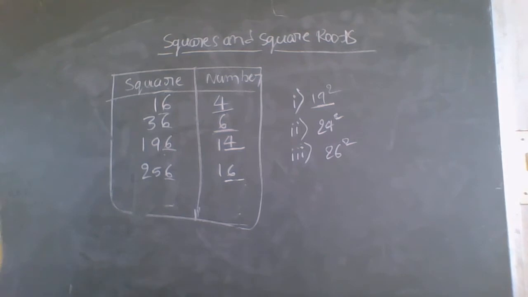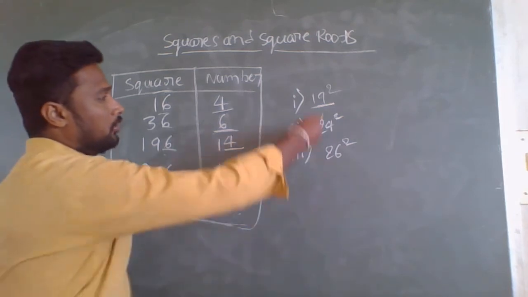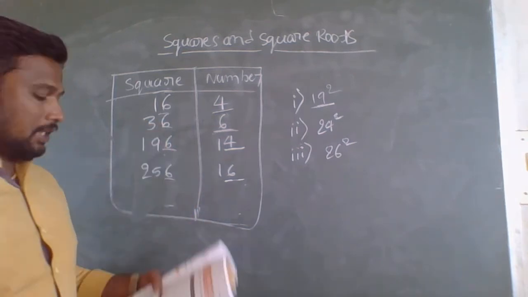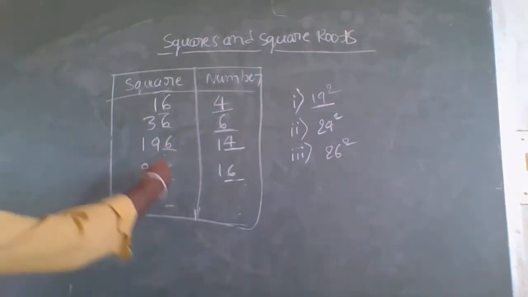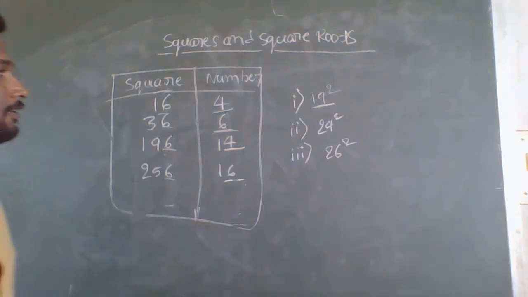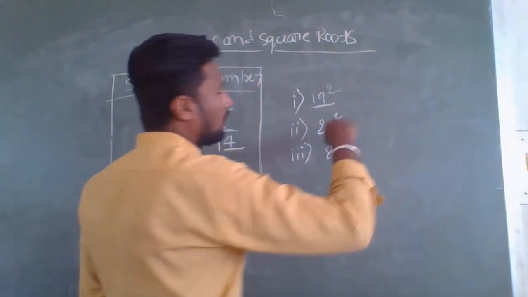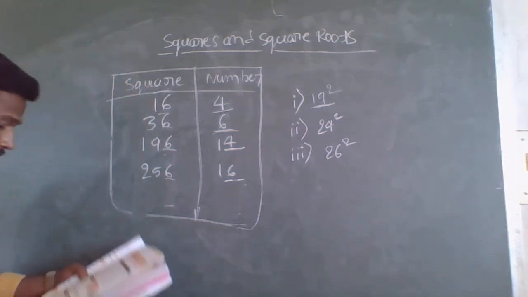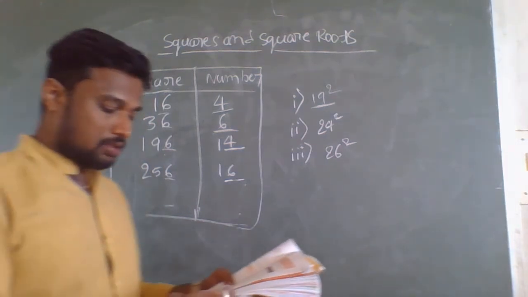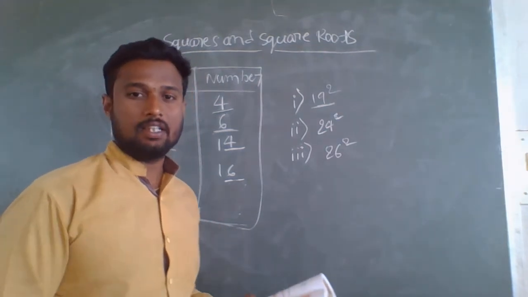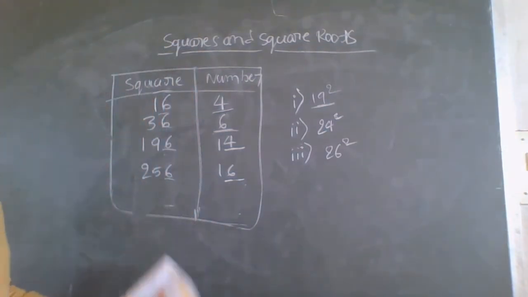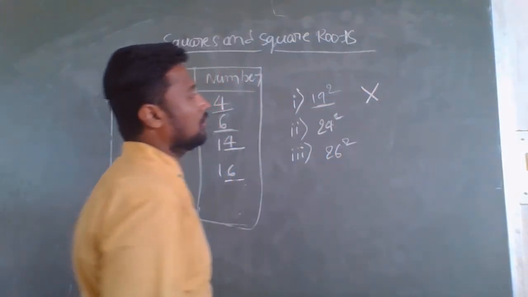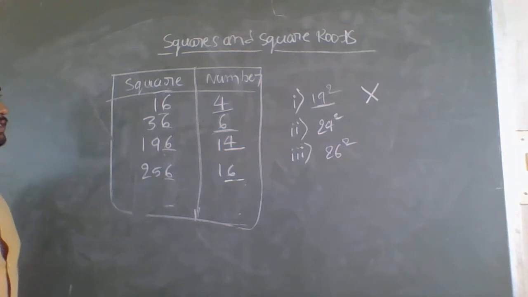9 means, just now we discussed, when at the unit place it ends with 9, always the square number ends with 1. Before this, in the table, we discussed that when 1 is at the unit place, always the square number ends with 1. But here they are asking which of the following numbers would have digit 6? They are asking 6 at the unit place. So here this square number will not end with 6.